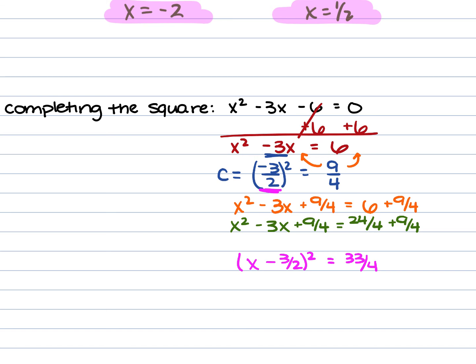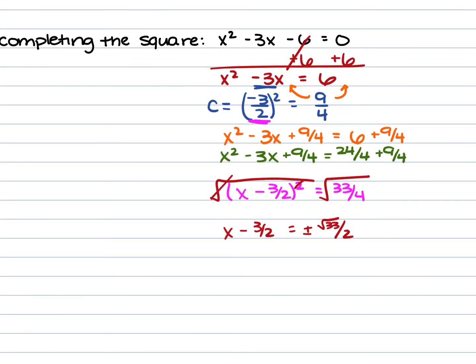From here, we're going to take the square root of both sides. Take the square root of the left side, take the square root of the right side. Taking the square root of the left side cancels out the power, and you're working with x minus 3 over 2. On the right side, the square root of that 33, you can't do, so you're going to leave it the square root of 33. The square root of 4 is 2. So this gives us plus or minus the square root of 33 over 2. I'm going to rewrite this just that way it makes a little bit more sense.